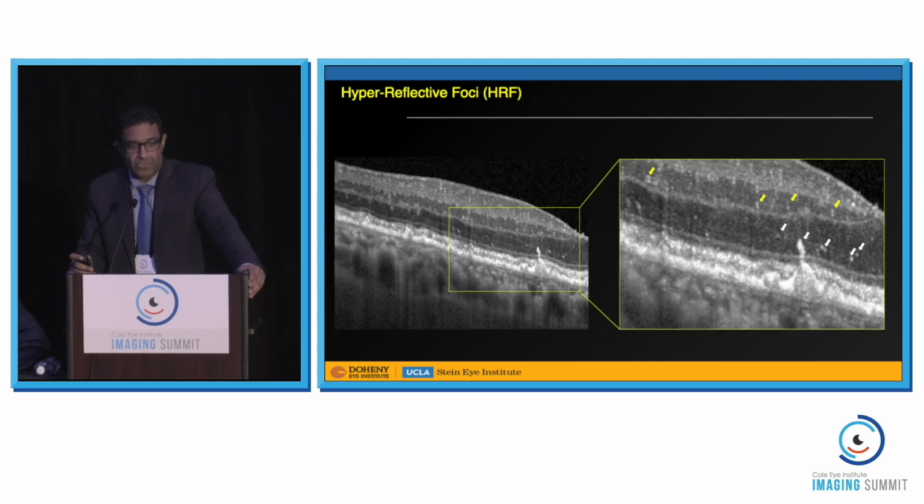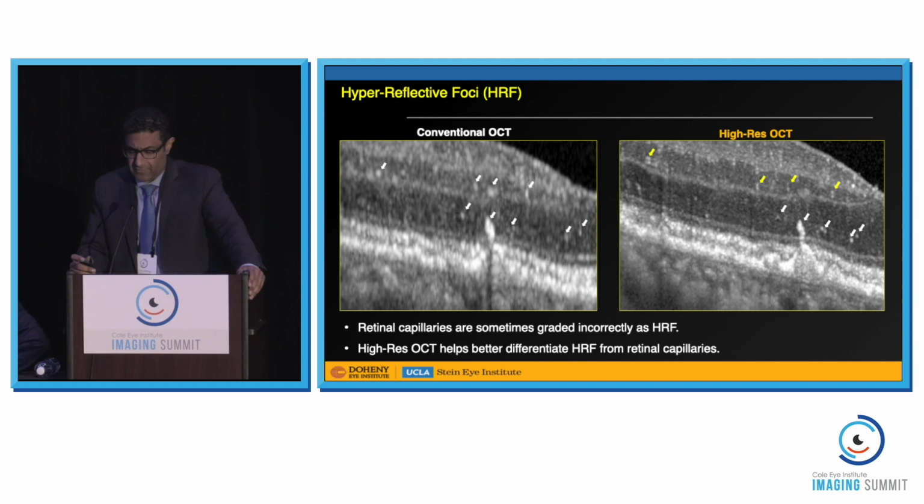This is just another illustration to show these lesions and how one could very easily confuse some of these, especially when you're talking about hyperreflective foci that have migrated to the internuclear layer, how you can confuse them with the retinal capillaries. And this is just a side-by-side comparison of conventional and high-res OCT, and you can look at the yellow arrowed structures and see that differentiation that you can achieve with the improvements in axial resolution.